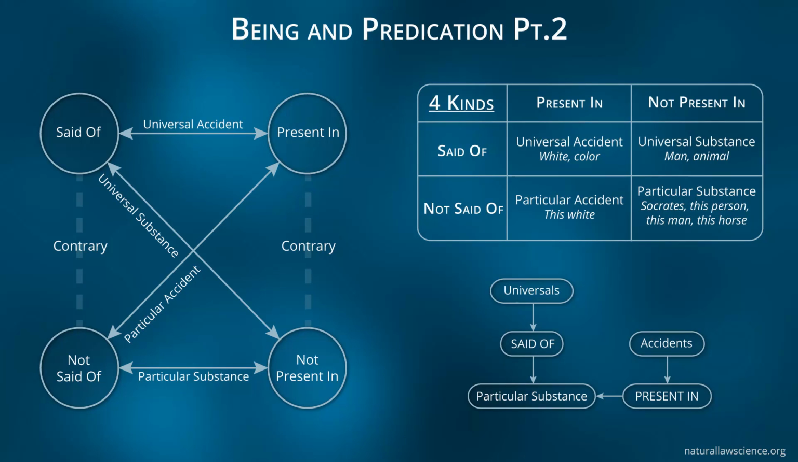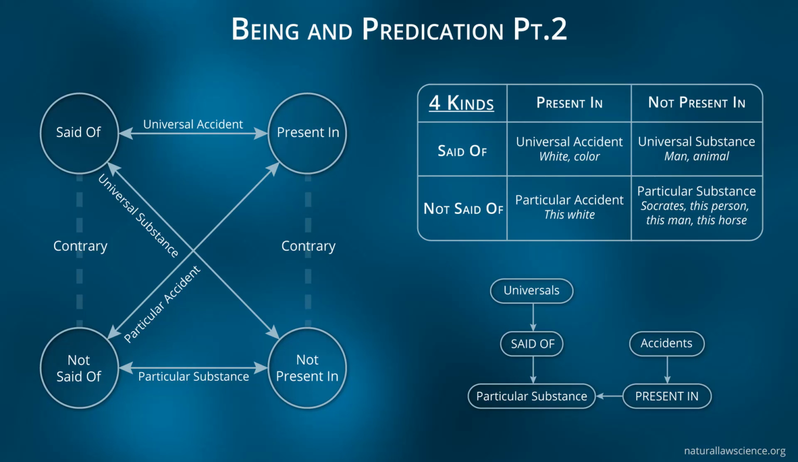The particular substance and the universal substance, the substance goes from particular to universal, which is a said of or "is" relation. Particular substance is universal substance. Universal substance is said of the particular substance. So those are the 4 kinds, the pre-predicamentae.